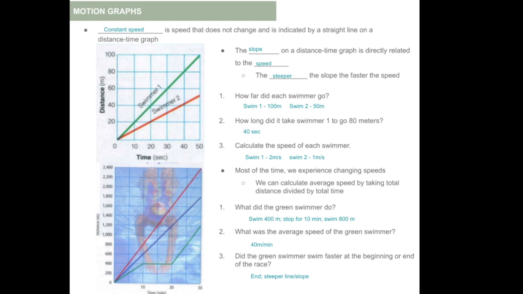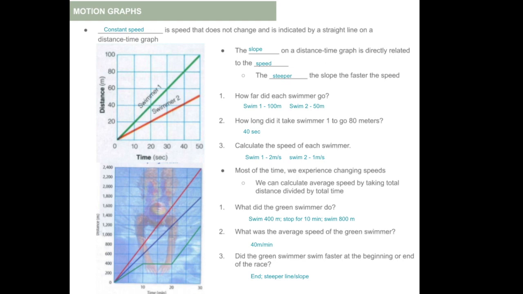Moving on to the last section of 2.1, motion and speed notes, we're going to be talking about motion graphs and velocity. Okay, so motion graphs: we can describe the motion of an object by looking at the graph in a distance versus time graph.